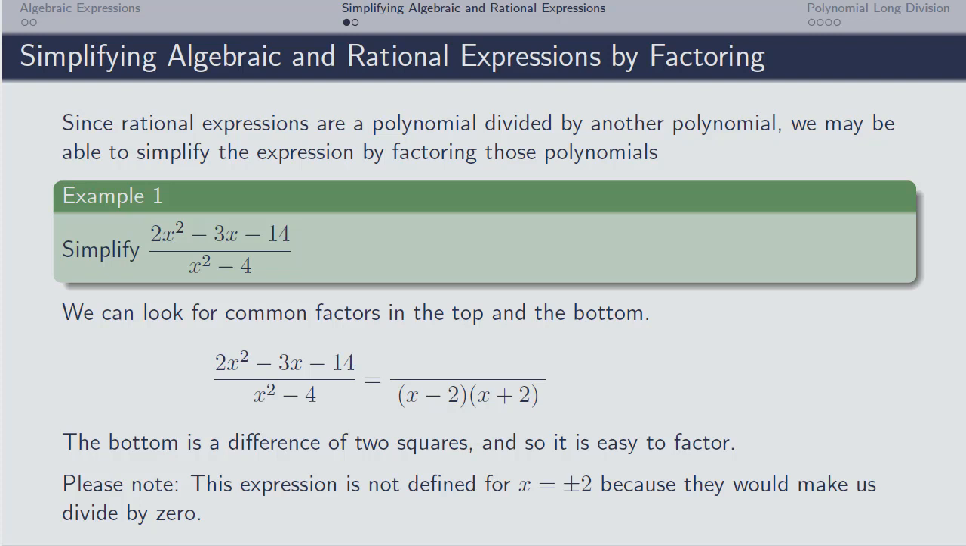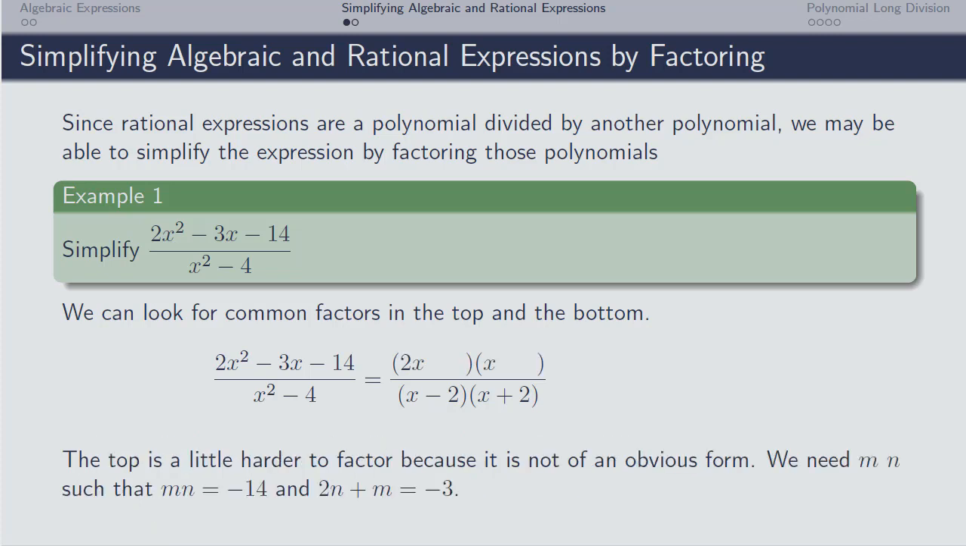But there is an important reason why we would want to do that here, because that tells us that when x is 2 or minus 2, that expression is undefined. So that's one of the important things that makes a rational expression different than a polynomial. Polynomials are defined for every real number. Rational expressions don't necessarily have that. Some of them would be defined for all real numbers, but this one is not defined for plus or minus 2. Now let's see if we can factor the top. It'll be 2x plus something times x plus something.